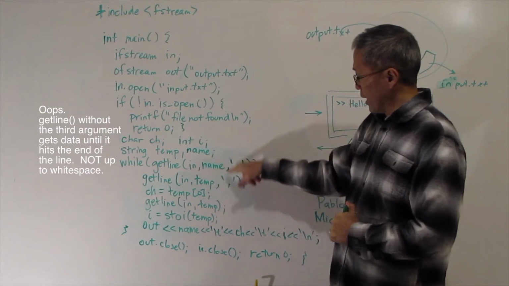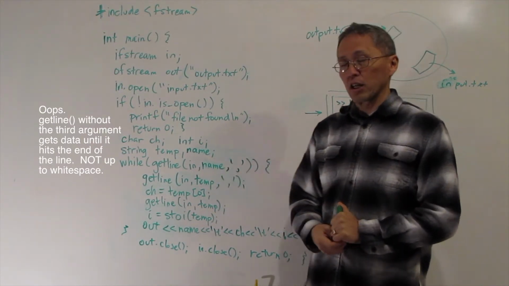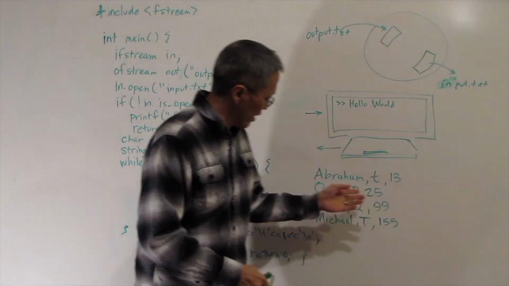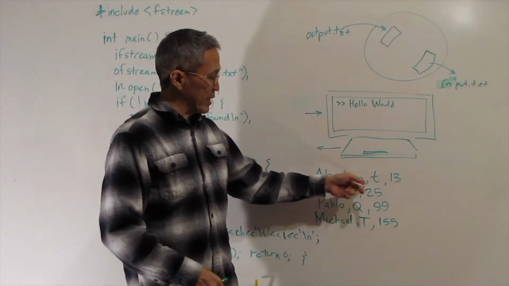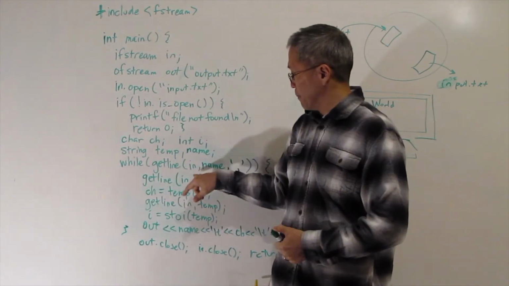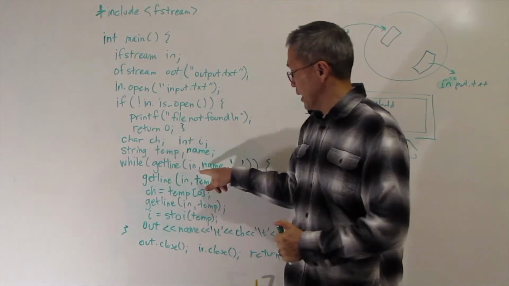But anyway, with this third parameter in there, it's going to look for a comma. So it's going to get my name. It's going to look over here in the file, get the name, see the comma, and say, oh, that's the end of my name, so I'll be done with name. And I have my name in there.